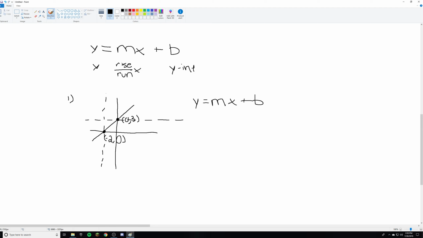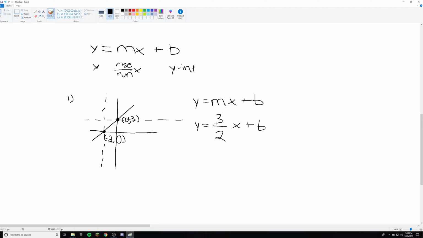This point is at (0, 3), so we're trying to get 0 to 3, so obviously that's going to be 3. That makes this equation y equals 3 over something x plus the y-intercept. Now we want to figure out the run, which is how far horizontally it must move to get to the next point. If it's at negative 2, in order to get to 0, you have to move it 2 to the right, making the slope positive 3 over 2. So that is the slope.